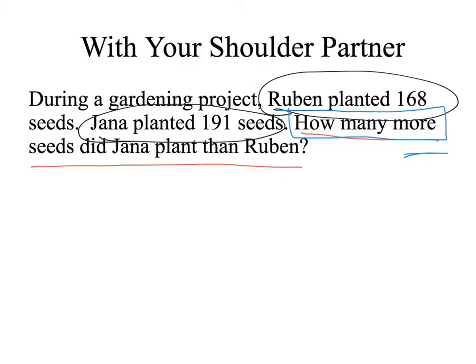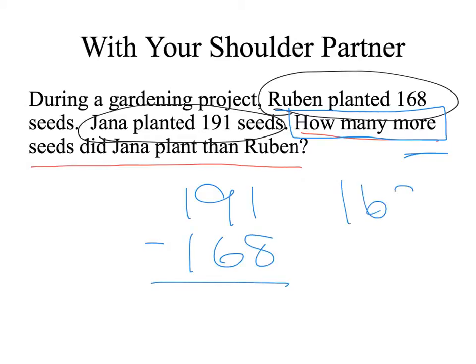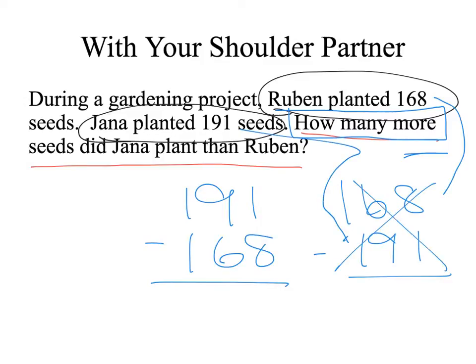Now we're going to solve. So I have 191 seeds minus 168. Now some of you might have done 168 minus 191, because you would have gone in order of the first number being 168 and the second number being 191. Well, that is incorrect because you put the larger number on top. So when solving this problem, we're going to subtract.